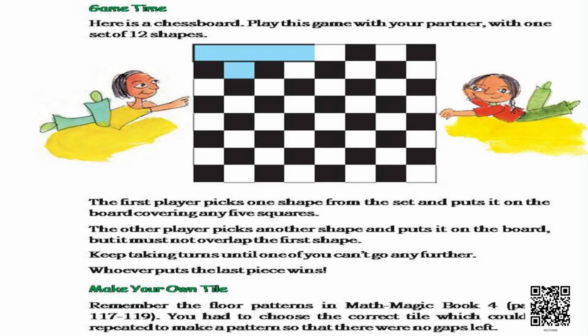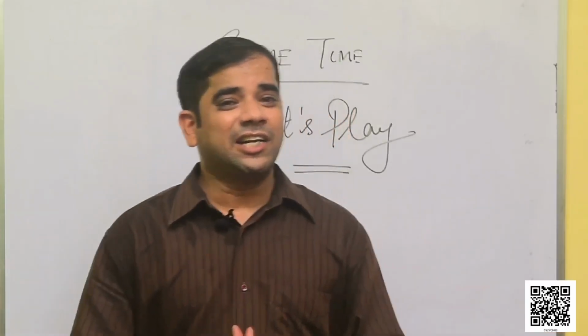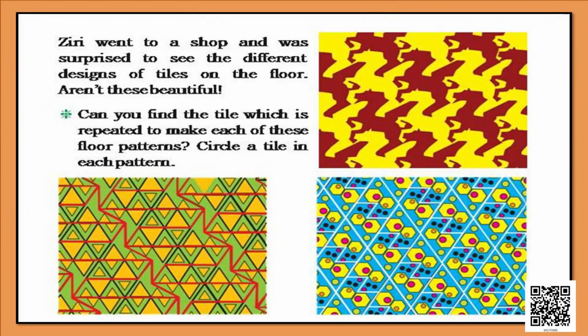Remember, you had to choose the correct tile which could be repeated to make a pattern so that there were no gaps left. So you can see it is continued on this page also. Ziri went to a shop and was surprised to see the different designs of tiles on the floor. Aren't these beautiful? Can you find the tile which is repeated to make each of these floor patterns? Circle a tile in each pattern.